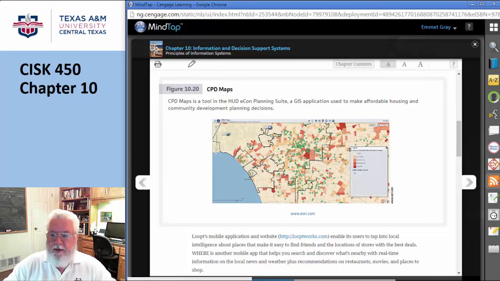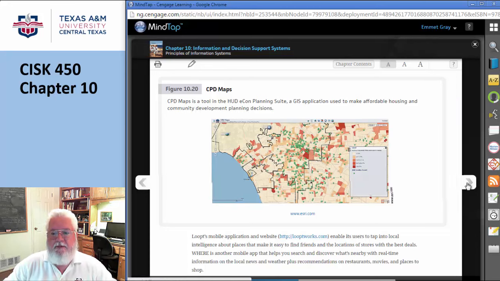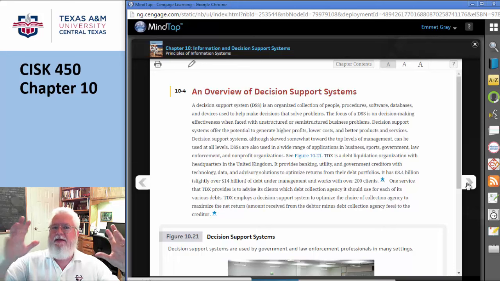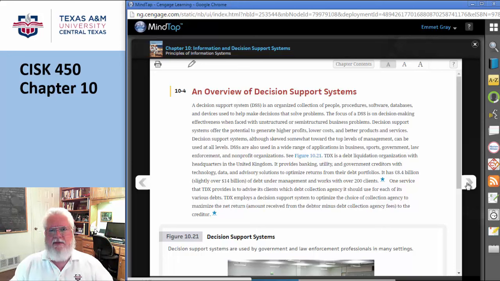Okay, cool. The next thing we're going to talk about is decision support systems. So we talked about MISs, and you might say, well, wait a minute, I thought an MIS was a decision support system. Yeah, yes it is. So is there an extra thing called a decision support system? Well, it kind of sort of depends.